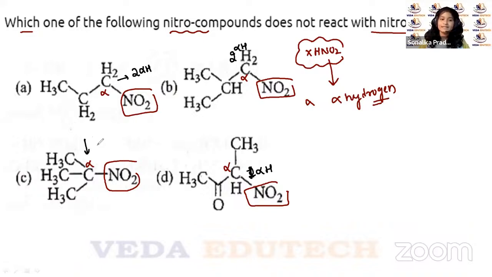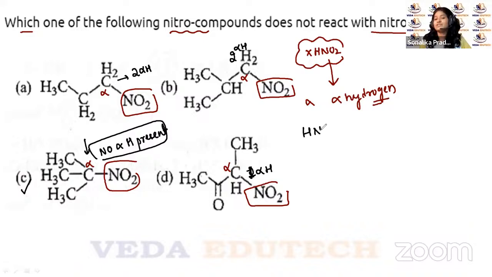But in this case you see that there are no alpha hydrogens present. So as there are no alpha hydrogens present in this compound, can I say that option C is going to be the correct answer? So the takeaway point here is that when you try to react with HNO2, you need at least 1 alpha hydrogen. That is the catch point here.